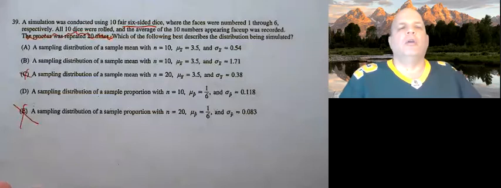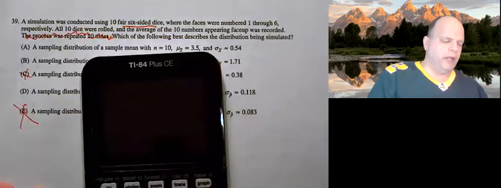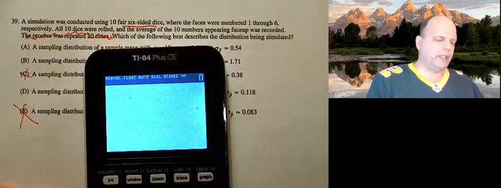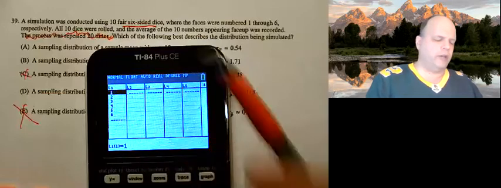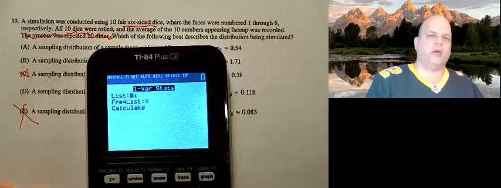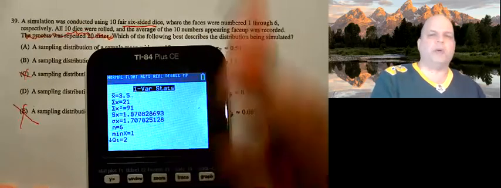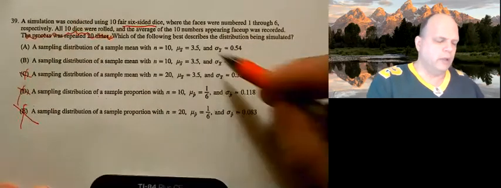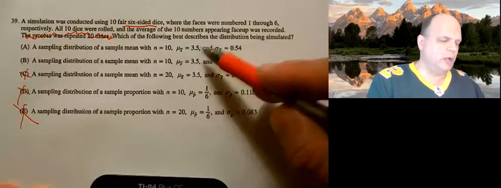All right, so how do I do this problem? Well, they didn't give me the mean. They didn't give me all that information. So I'm going to go to my calculator. I'm going to go to stat edit, and enter 1, 2, 3, 4, 5, 6 into the calculator. I'm going to go stat calc, one variable statistics. My list is L1. And I end up getting a mean of 3.5. All right, so we know the mean is 3.5. So that gets rid of this one. So now we're down to 2 answer choices.